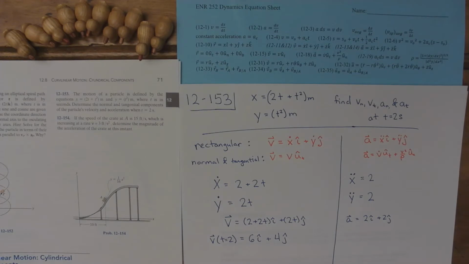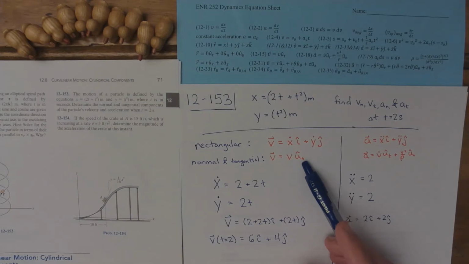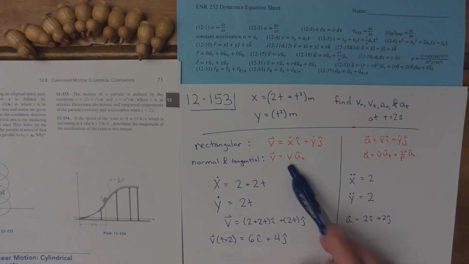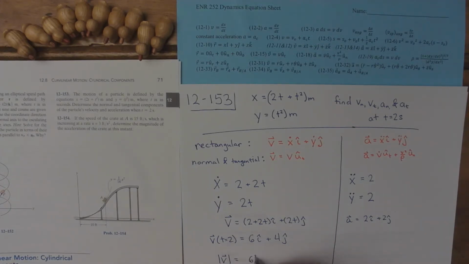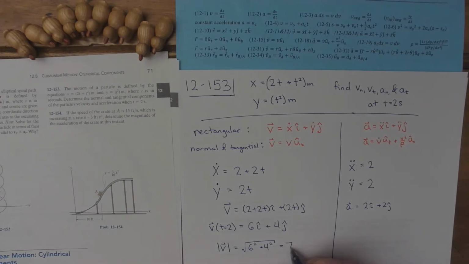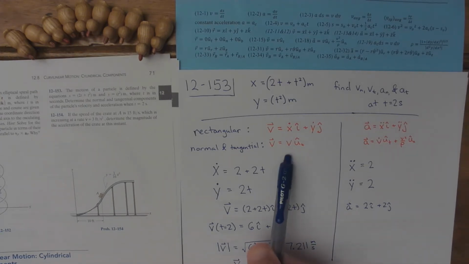Now for finding the normal and tangential components of the velocity, this is actually pretty easy because there is no normal component, or the normal component is 0. So the magnitude of the velocity is the tangential component. So let's find the magnitude of the velocity by squaring the x and y components, adding them together, and taking the square root, which you can do on your calculator. You should get 7.211 meters per second.